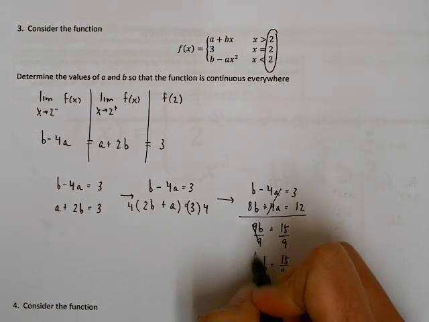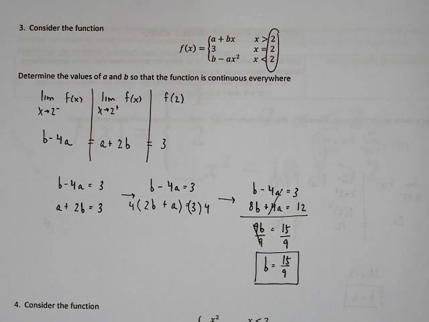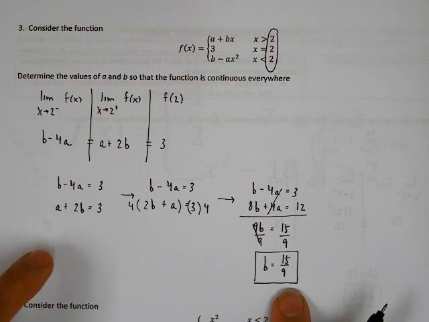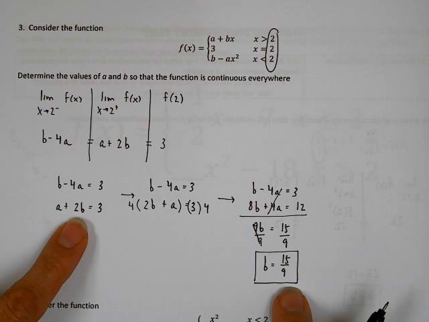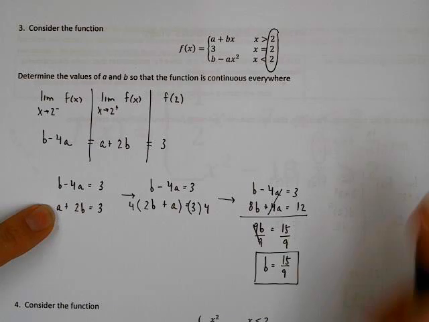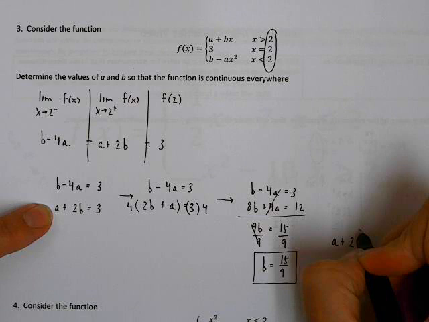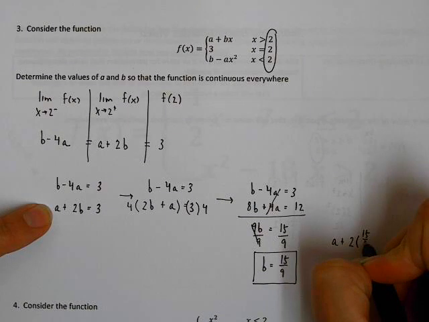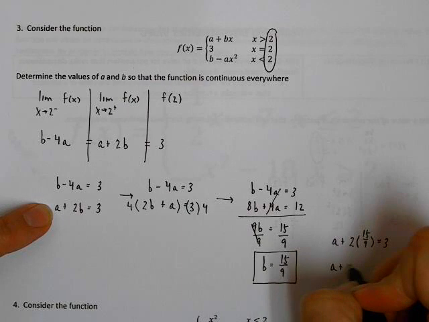So I've got the value for b, and now I need to go back and find the value of a. I'm going to use one of my equations. It doesn't really matter which one we use. And I'm going to plug b back in. So maybe I'll use this one because a is already by itself, and that's what I want to solve for. So I have a plus 2 times 15 over 9 equals 3. So really I have a plus 30 over 9.